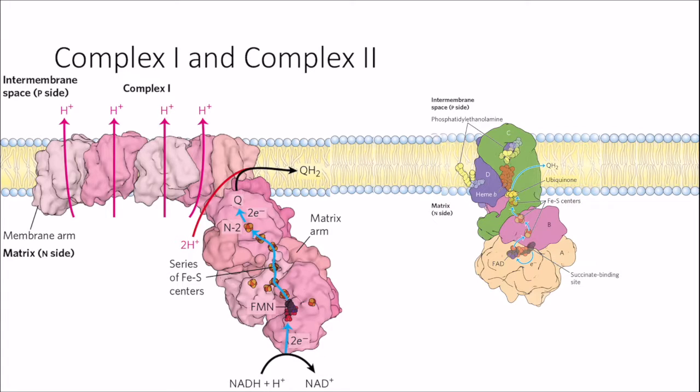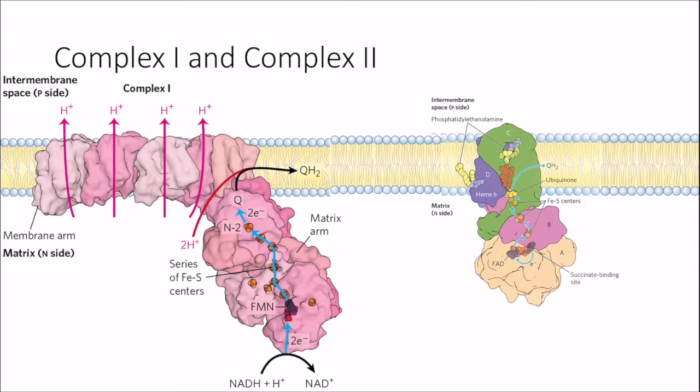So complex 1 begins, like I said, by catalyzing the transfer of the hydrogen ions from NADH onto flavin mononucleotide, which is labeled here as FMN. So NADH is oxidized into NAD+, and FMN is reduced. This NAD+ molecule can be reused by the citric acid cycle or by glycolysis. And as a reminder, this NADH molecule comes from cycles within the matrix, like the citric acid cycle, that generate these molecules.